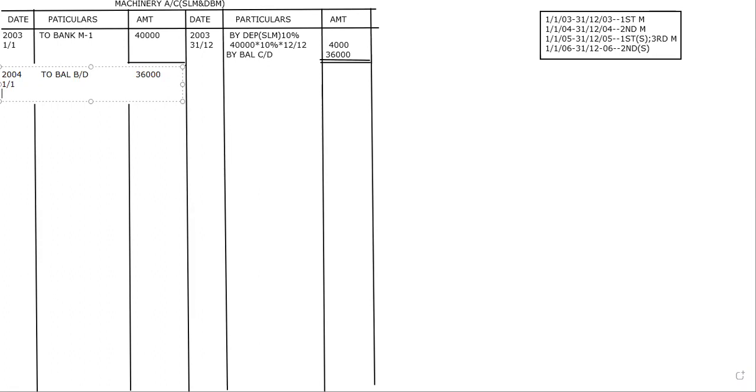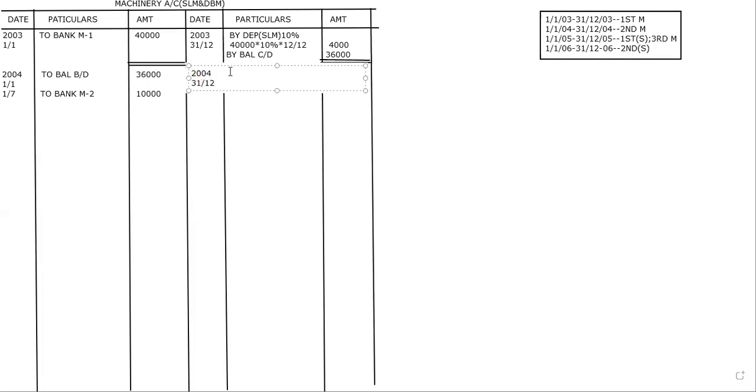So on 1st July, what we are going to write? To bank. Now this is our machine number 2. And what is the value? 10,000. Right? Now here, as usual, I'm going to go for closing. But before closing, again, we'll calculate what? Depreciation as on 31st December.